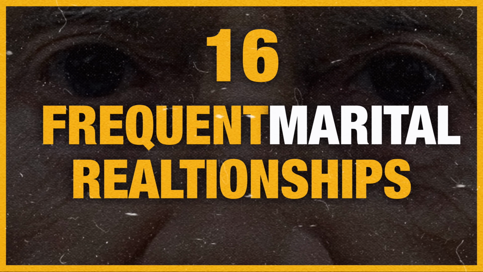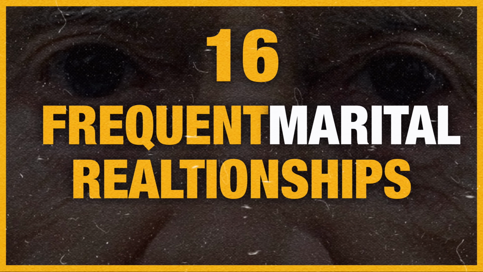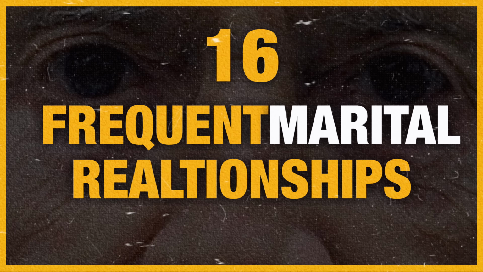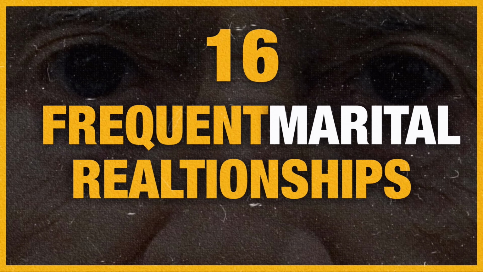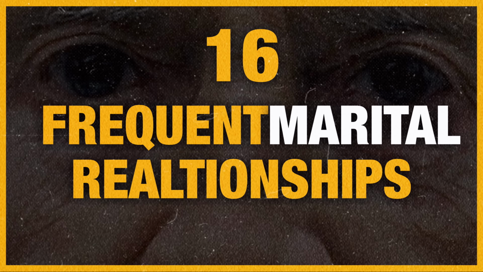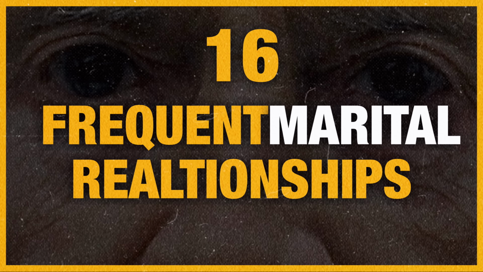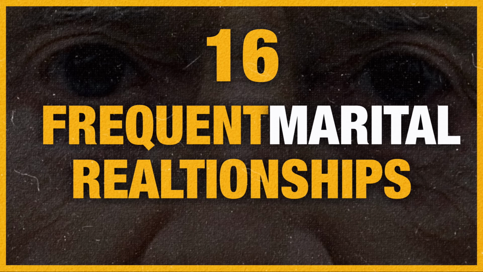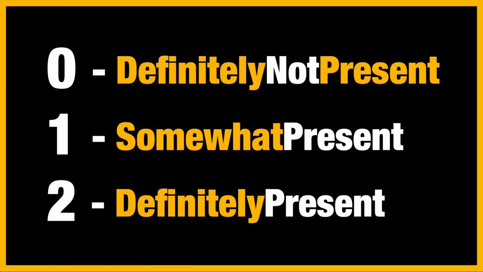All right. Number 16, frequent marital relationships. This refers to a pattern where an individual engages in multiple marriages over a relatively short period of time. This behavior can reflect various underlying psychological and social factors. All right. That has nothing to do with you, not in your life at all. If you've just married the one person or you're not married at all, that's a 0. Somewhat present in your life, it's a 1. If it's definitely present in your life, put a 2.